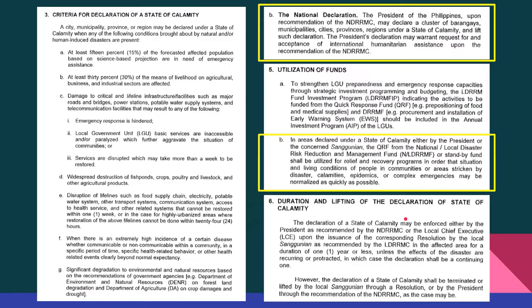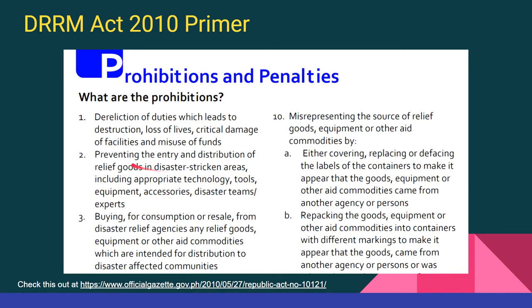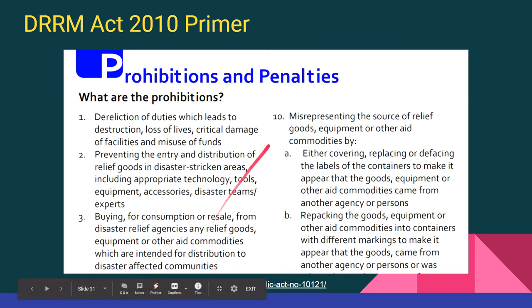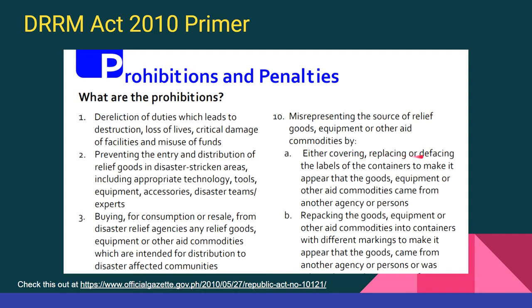And then preventing the entry and distribution of relief goods in disaster-stricken areas, including appropriate technology, tools, equipment, accessories, disaster teams, and experts. Buying for consumption or resale from disaster relief agencies any relief goods or equipment which are intended for the disaster-affected communities. So that's prohibited.